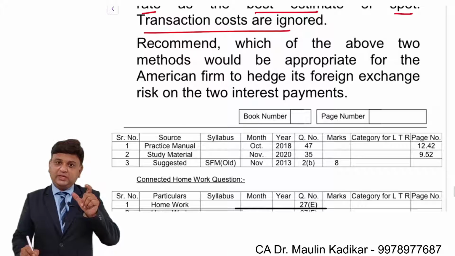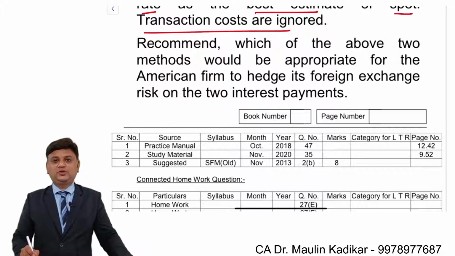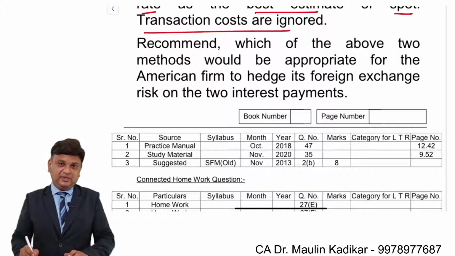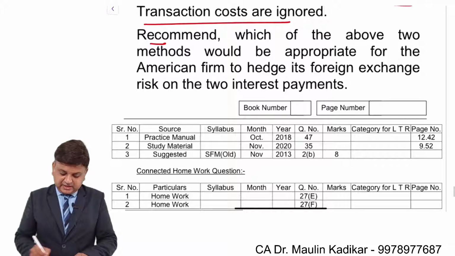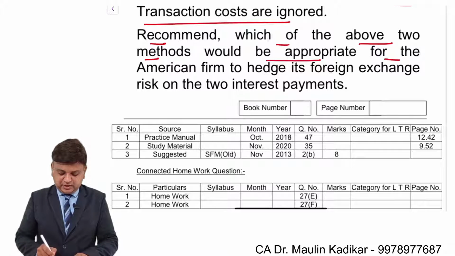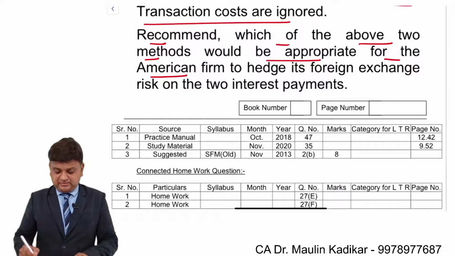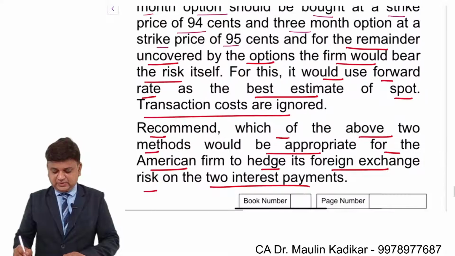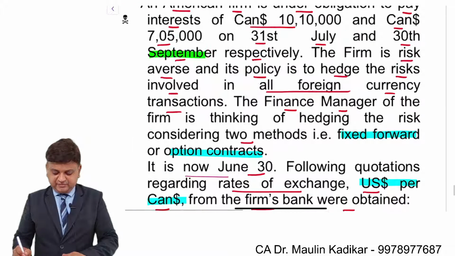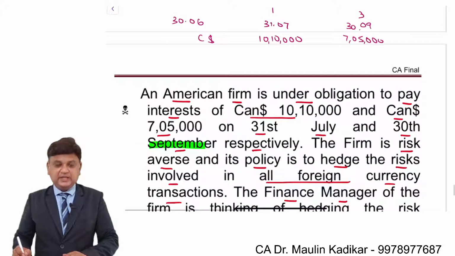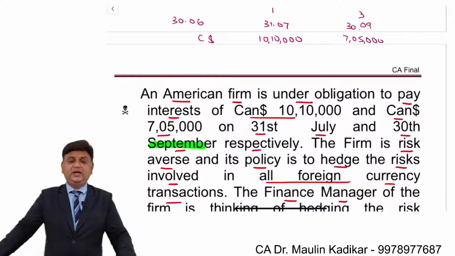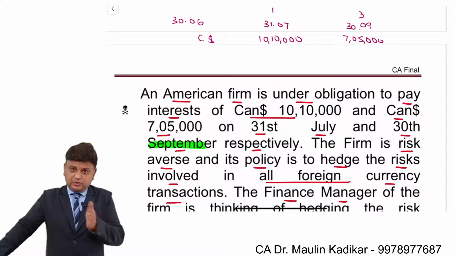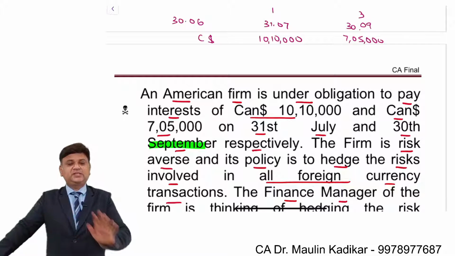So whatever the brokerage, you have to ignore, but of course you don't have to ignore the premium, because for premium specific information is given by them. Recommend which of the above two methods would be appropriate for the American firm, that is for the US company, to hedge its foreign exchange risk of the two interest payments, that is after 1 month and after 3 months. I request all of you to properly go through the question and then we will discuss how to do it.